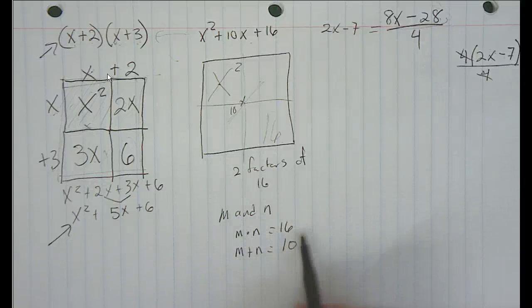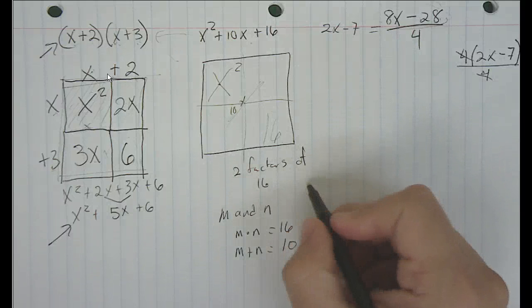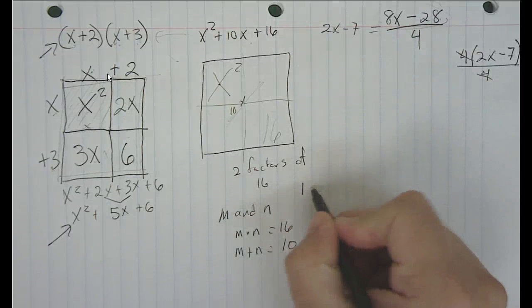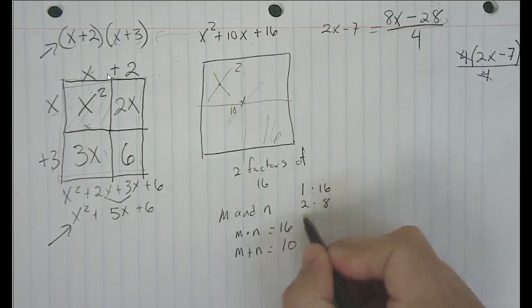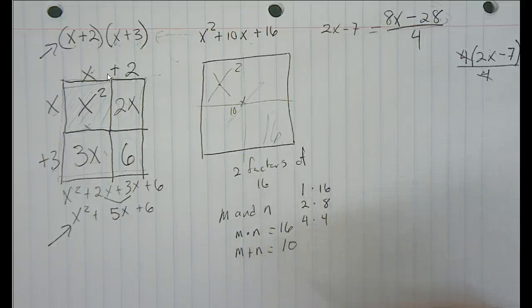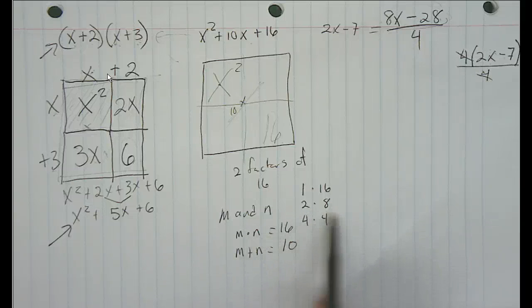So now I have to think, what are my factors of 16? Okay, so I'll make a little list here. Factors of 16. 1 times 16. 2 times 8. 4 times 4. And that's really all there is. So now I just look at these pairs and I say, they all multiply to 16, but which one of these that multiplies to 16 adds up to 10?